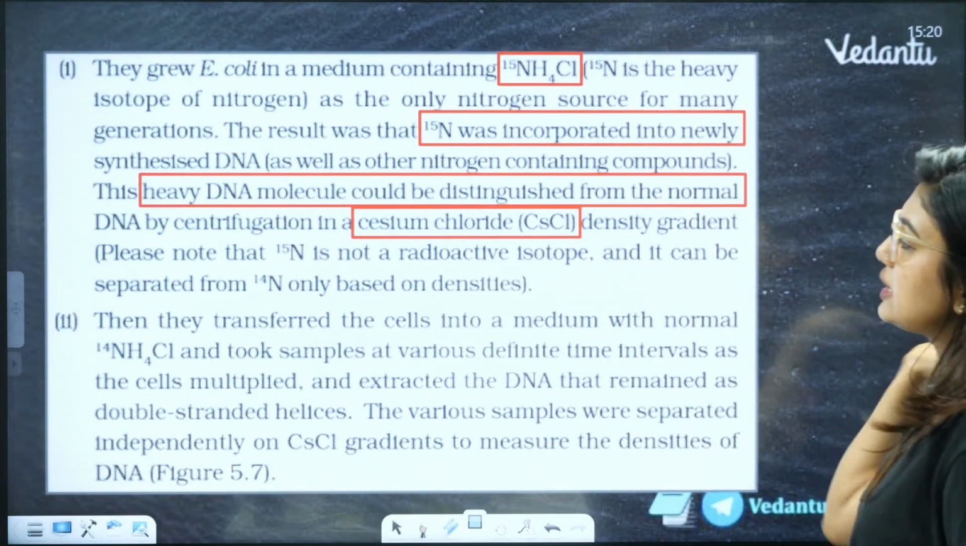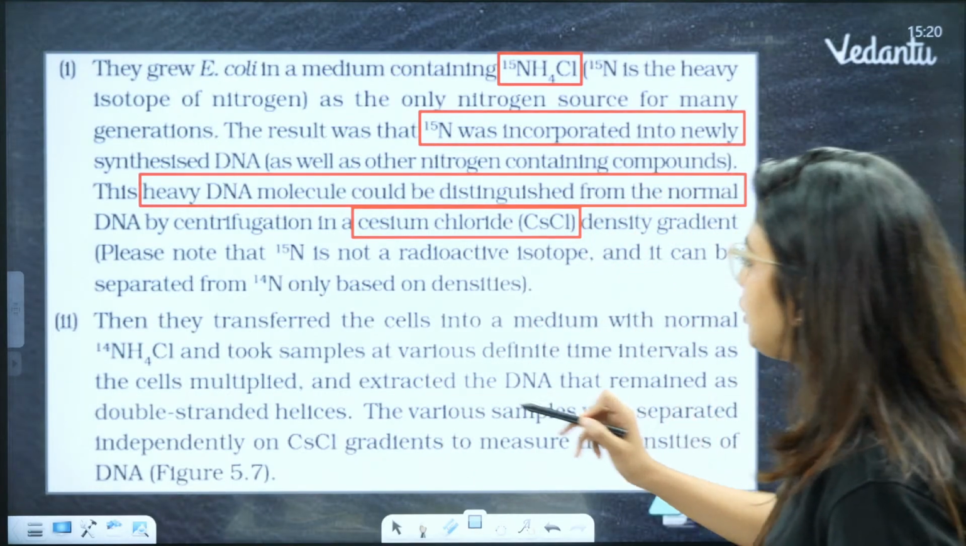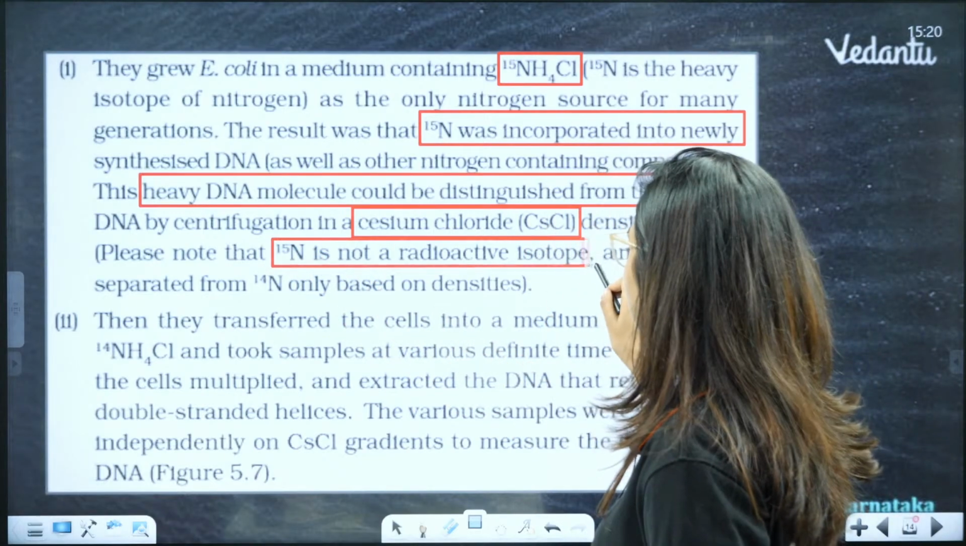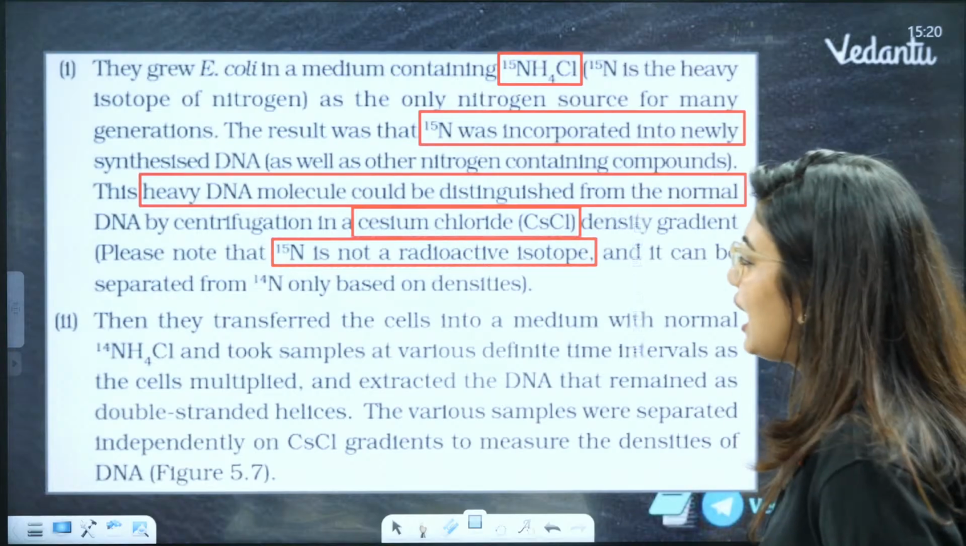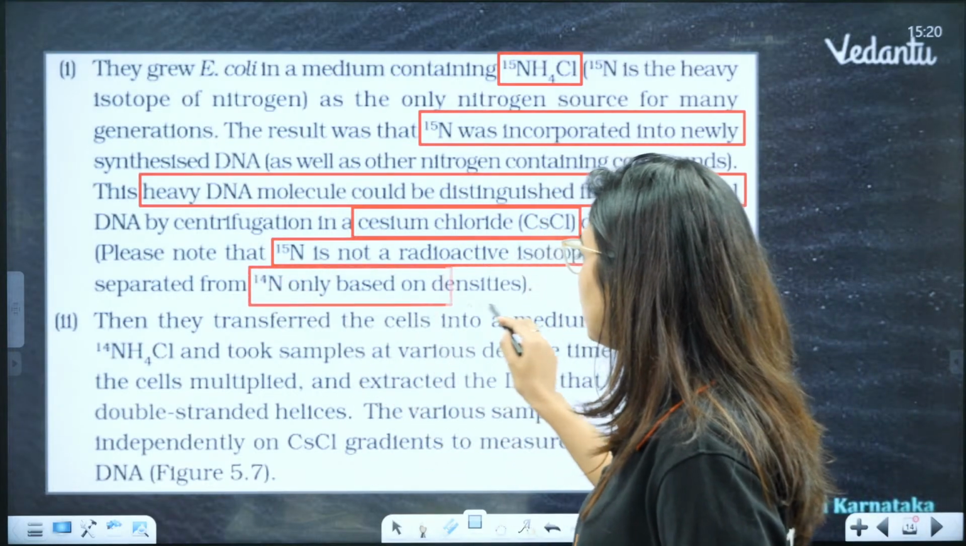Okay, so density gradient. Please note that N15, this is very important, students. My God, my Konglish is becoming max pro. This is very important, students. And it can be separated from N14 only based on densities.